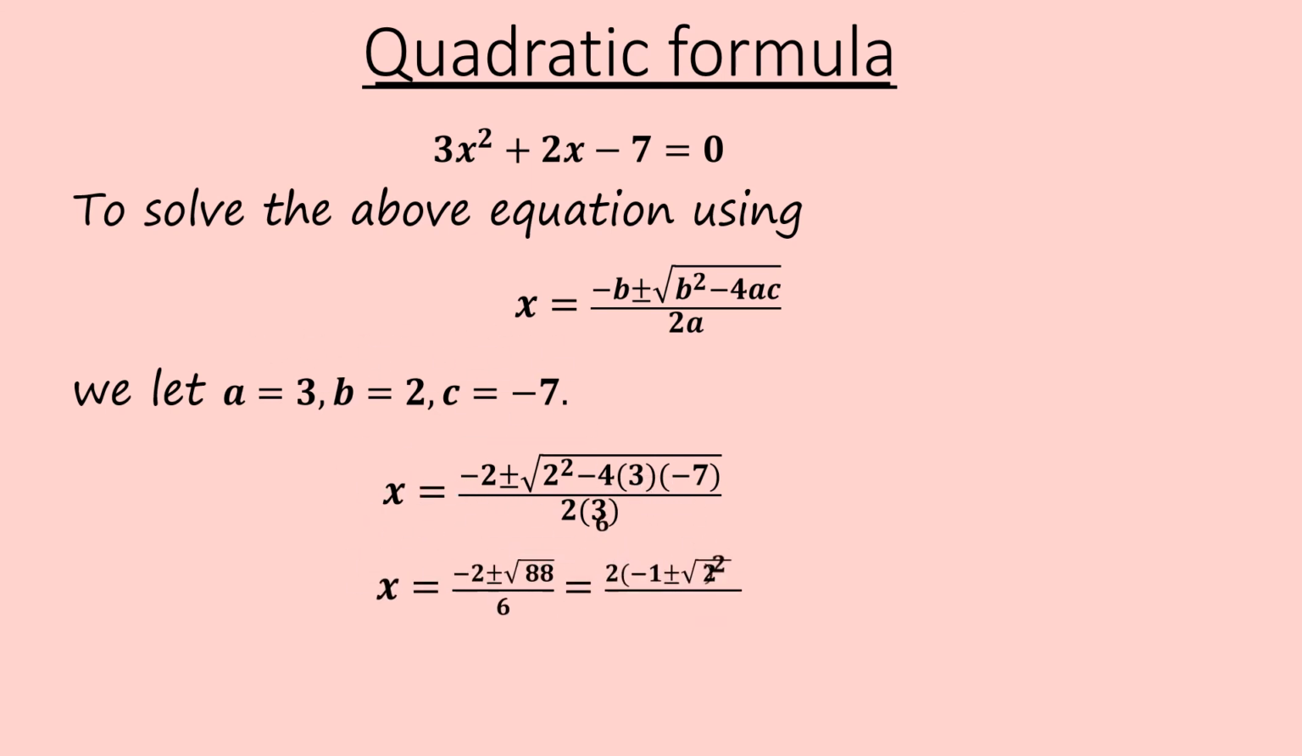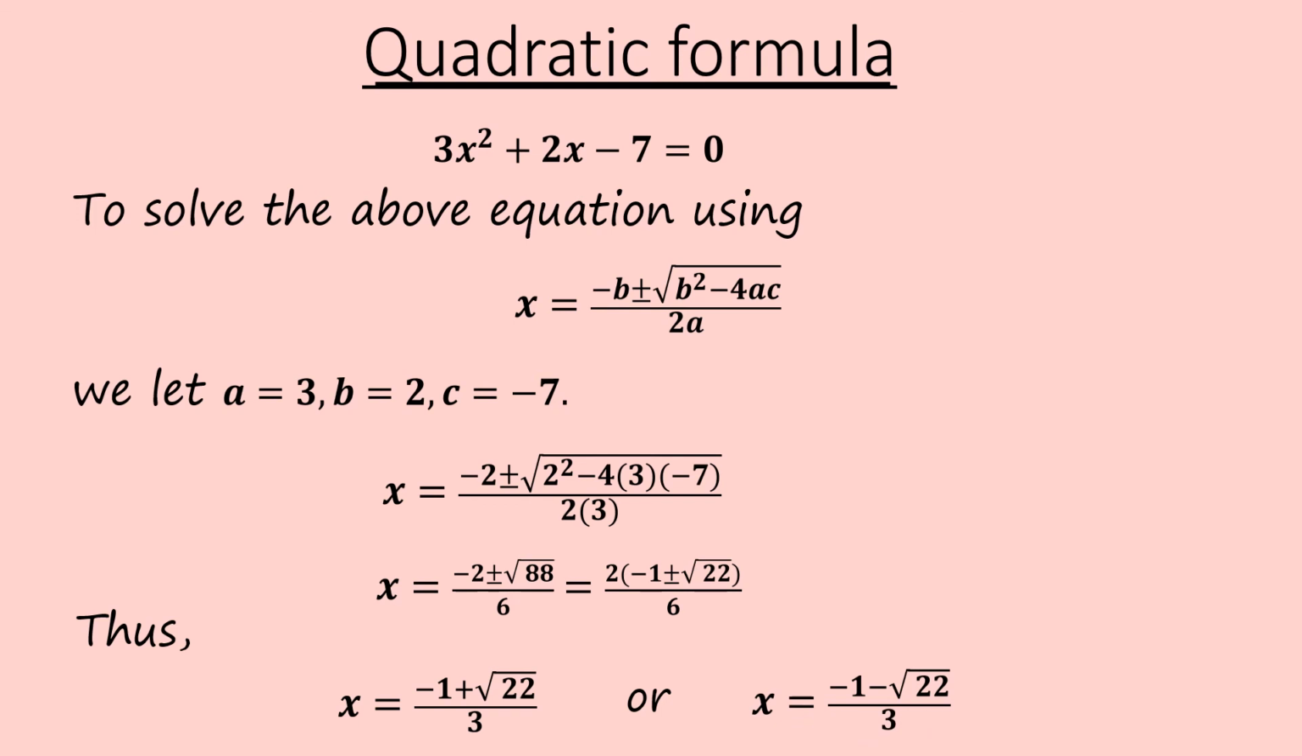Then we have minus 2 plus or minus square root of 88 over 6. When we simplify that further, we have 2 into bracket minus 1 plus or minus square root of 22 over 6. Then we have our x to be minus 1 plus square root of 22 over 3, or x equals minus 1 minus square root of 22 over 3.